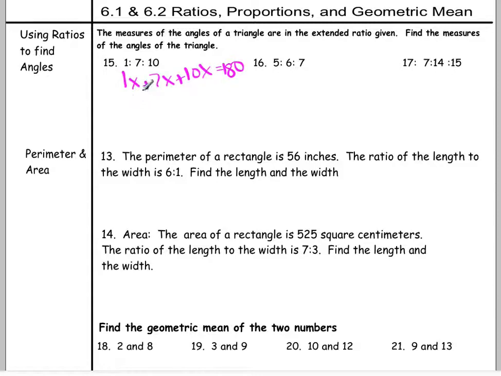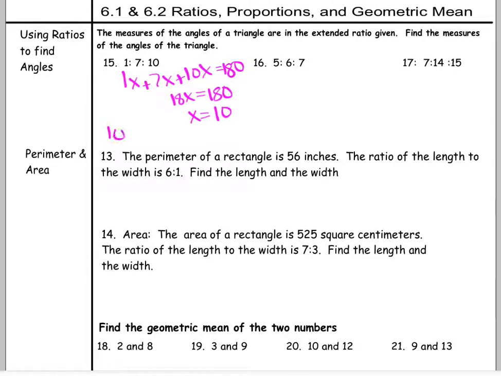So I've got my angles of my triangle here. I've got 1 plus 7 is 8, plus 10 is 18x. So 18x equals 180, and dividing by 18, x would end up being 10. And then to find the angles, because they want us to find the angle measures, we need to plug that back in for 1x, 7x, and 10x.